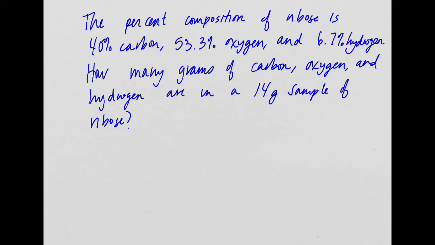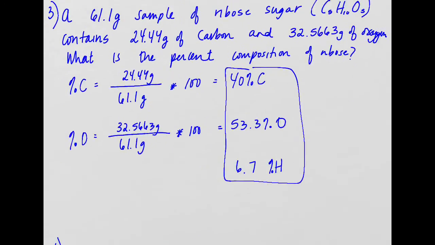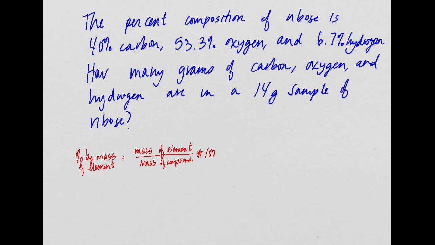Well, what we're going to do is rearrange this equation so that we are isolating the mass of the element. For example, carbon. We would say the percent of carbon times the mass of the compound, divided by 100, is going to equal the mass of our carbon.